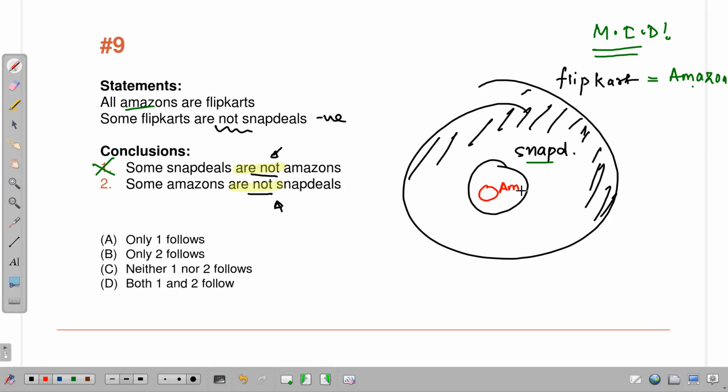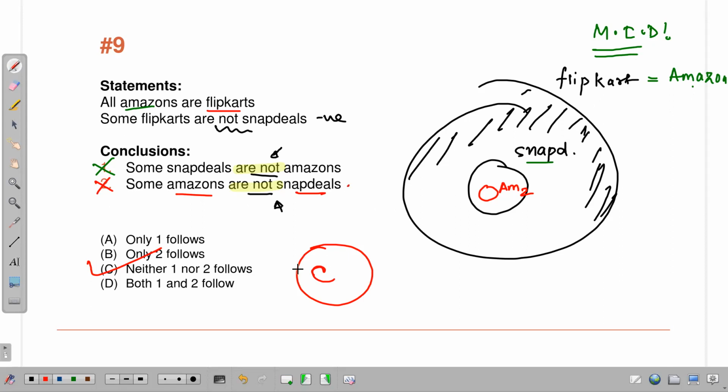that Amazon, let's say Amazon 2, which is the maximum intersection. Amazon is equal to Snapdeal, because Amazon is supposed to be inside Flipkart as a subset, right? This is the maximum intersection. I'm now taking the maximum intersection of Amazon and Snapdeal. So in this case also you will not be able to say it for sure, and therefore neither of them follows. But I hope you have noted how I checked. In the earlier diagram, you could have said some Amazons are not Snapdeal. But if I make Amazon a subset of Snapdeal, there is a possibility where we cannot say this.